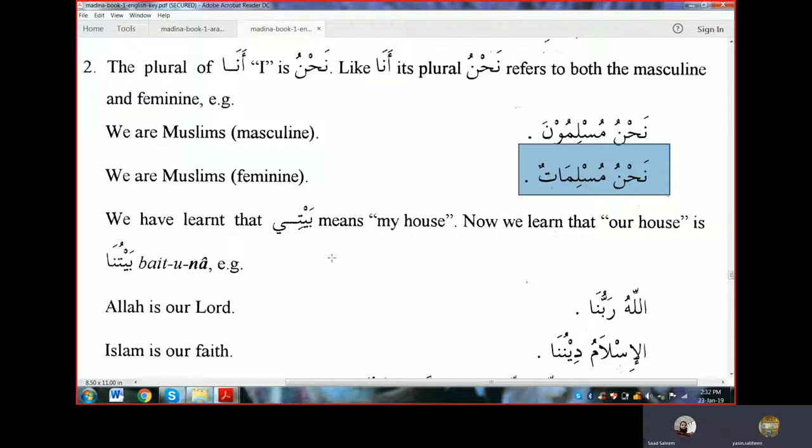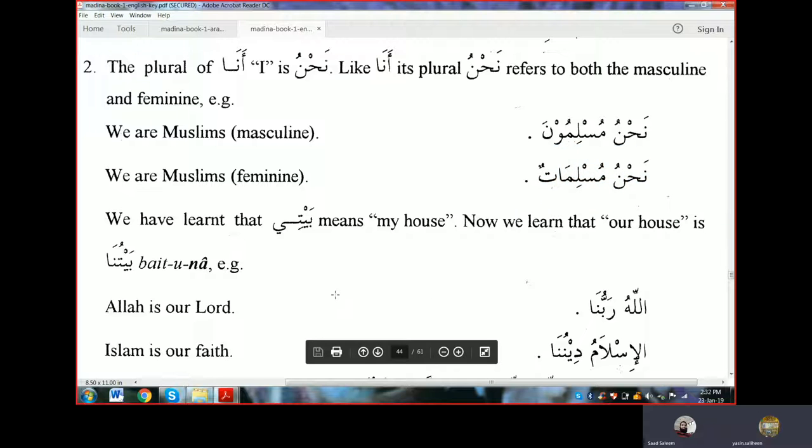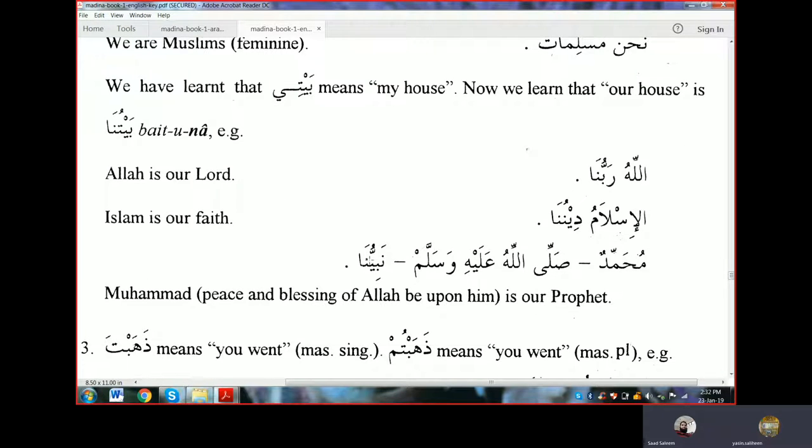We have learned that bayti means my house. Now we learn that our house is baytuna. Baytuna. Allah Rabbuna. Allah is our Lord. Rabbuna.